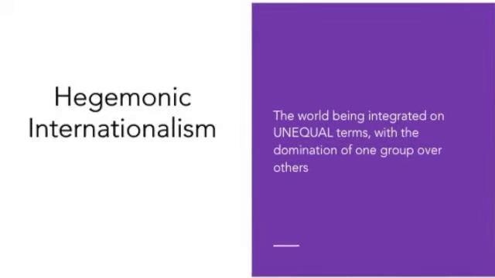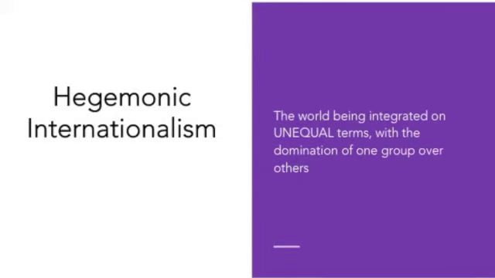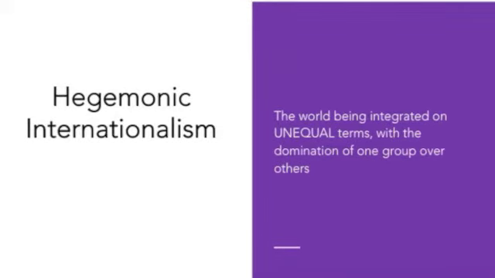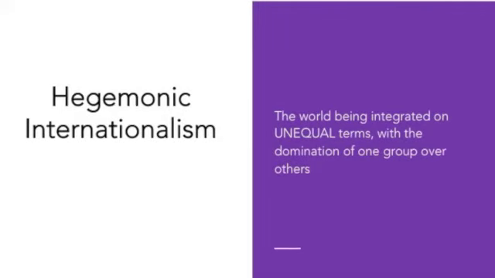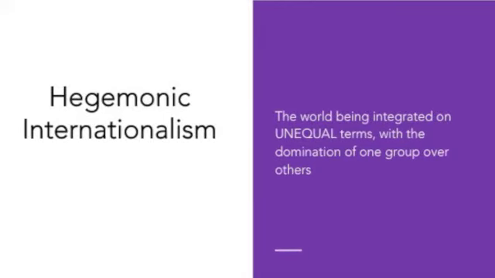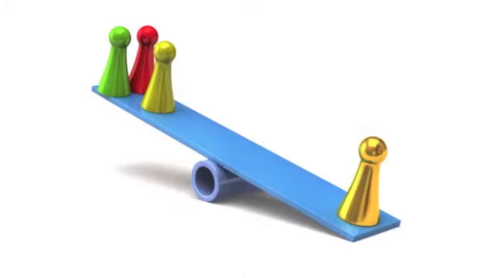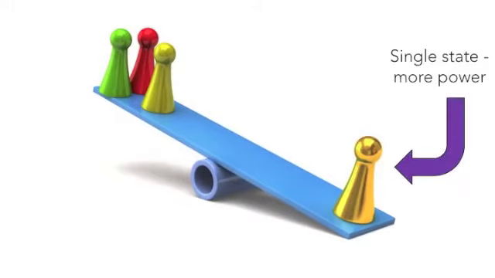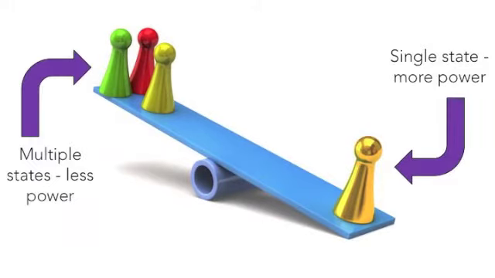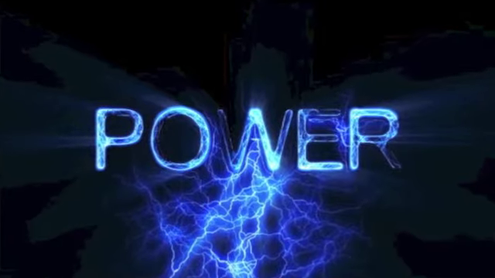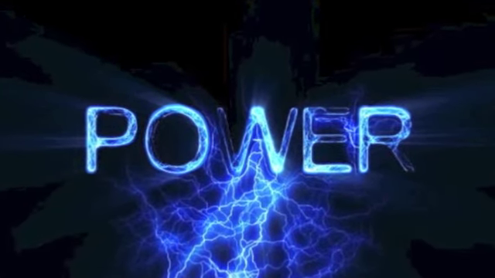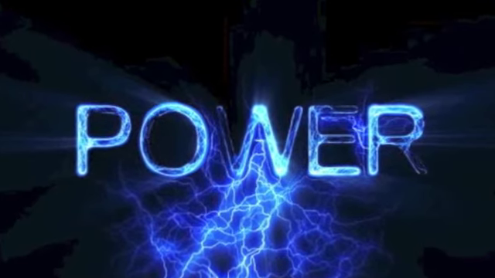Hegemonic internationalism is the belief that the world is being integrated based on unequal terms, with the dominance of one nation or nation-state over others. It can be seen when one state has more power than another and uses that power to increase their influence. In this image, we can see the power imbalance with the single state on the right being heavier, or having more power, than the three states on the left combined. The key concept with hegemonic internationalism is it's all about power, about how states are always looking to increase their spheres of influence over those states they view as less powerful.